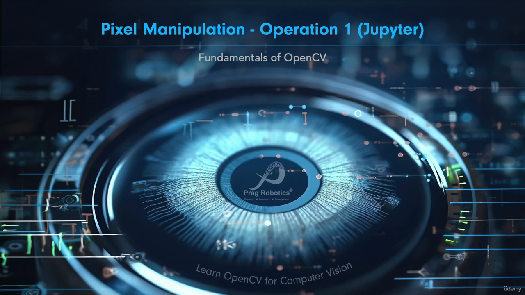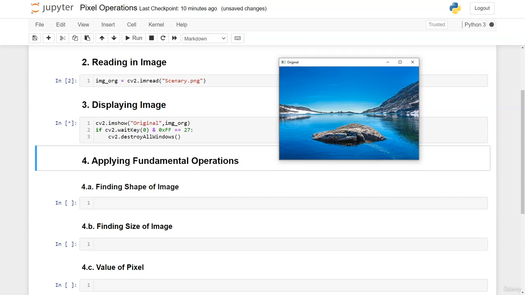Hello everyone. In the previous lecture, you guys would have completed the initial setup of pixel manipulation. In this lecture, let us have a look at three operations: the shape, size, and value. Let us now dive into the programming aspect. The first operation we're going to do is finding the shape of the image.